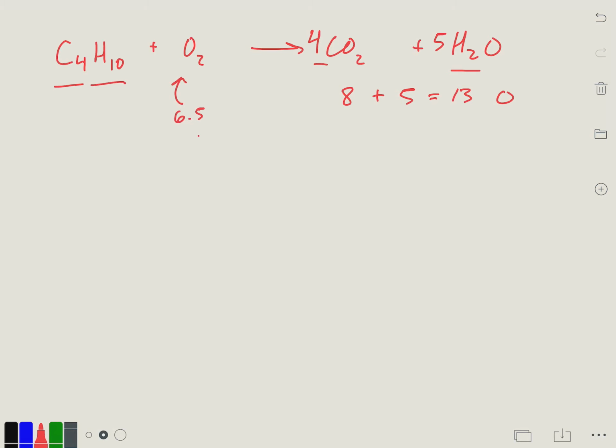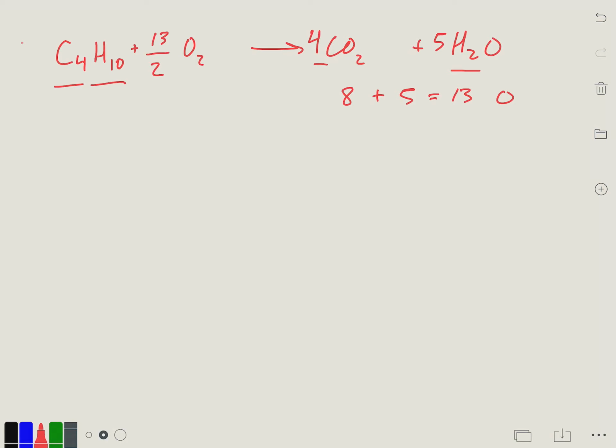All right, how do we write 6.5? Well, let's write it as a fraction. Is it 13 divided by 2? Is that 6.5? 13 over 2, because 12 over 2 would be 6, and 14 over 2 would be 7. So yeah, 13 over 2 is 6.5. Okay, so you're like, why am I doing this? Watch this. All right, 13 over 2. Now I have the right number of oxygen molecules, because that's 6.5 oxygen molecules. 6.5 times 2 is 13. We have the right number of oxygens.